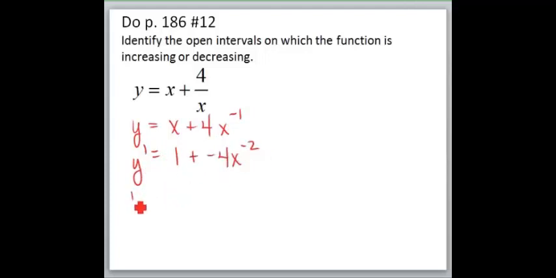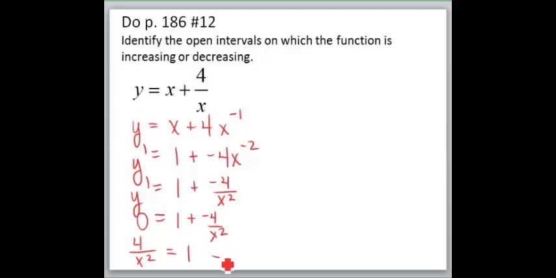It's imperative that I change it out of this form. So I'm going to say it's 1 plus, this would be negative 4 over x squared. It's going to be much easier to solve for my y prime. I want to know where those critical numbers are, so I'm going to set it equal to 0. And we're going to test those values. So I've got, when I move over my 4 over x squared to the other side, 4 over x squared equals 1.